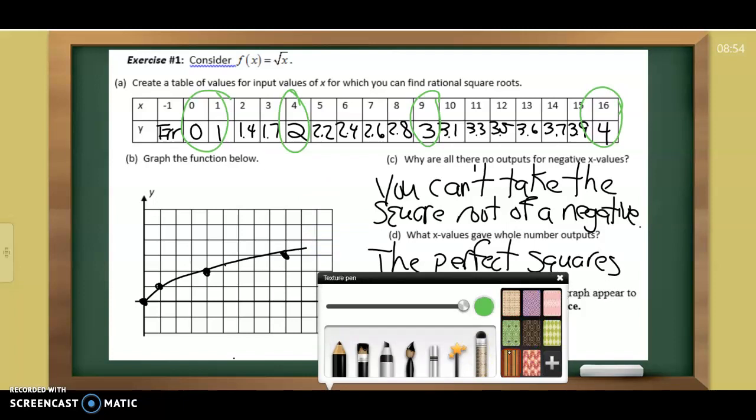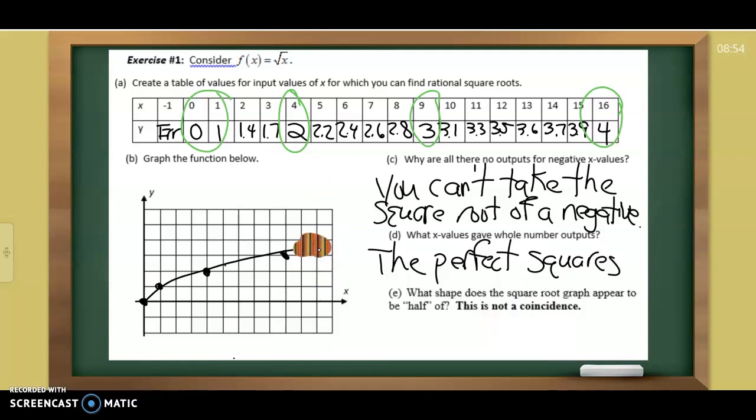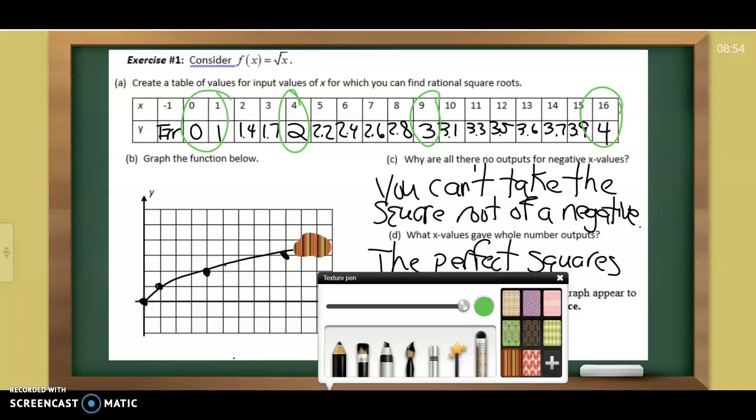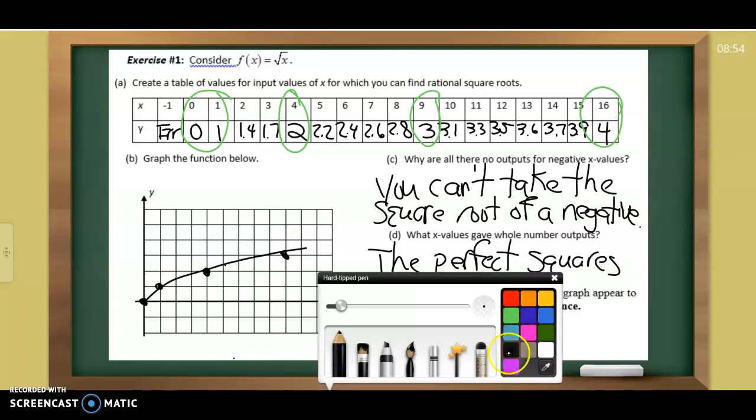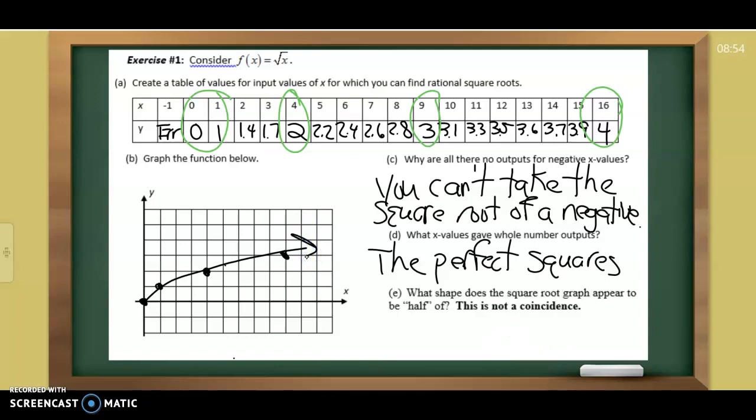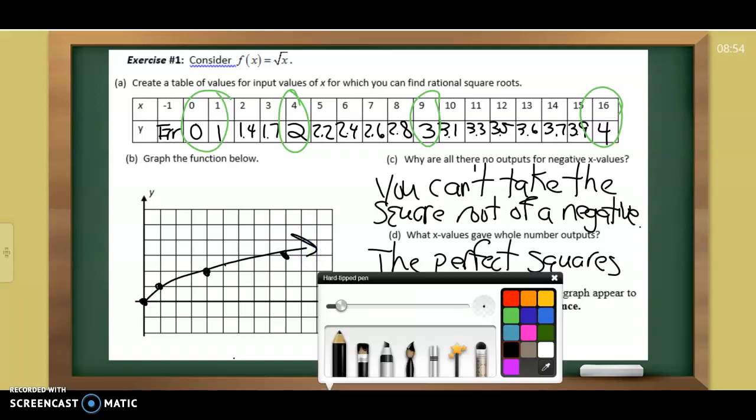All right. Oh, what the heck was that? That's not what I wanted. Let's undo that. I want the pen and just black. How about that? And I got my tools back. Excellent.